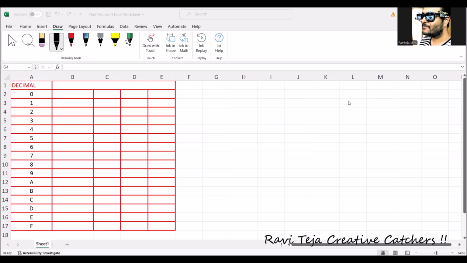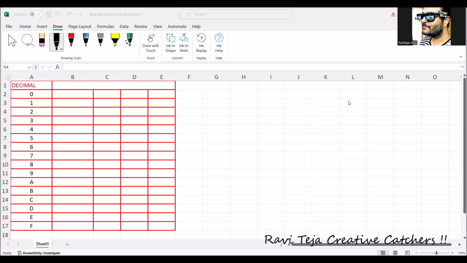In today's class, we are going to learn how to write binary numbers. Here I have taken the decimal numbers from 0 to 15, where the number 10 starts with A and 15 ends with F. So I have taken the numbers from 10 to 15 as alphabets, A to F, in hexadecimal format.